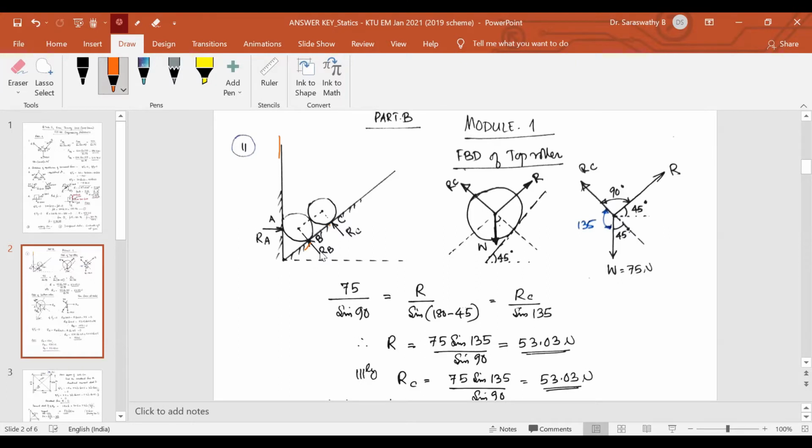So the reactions will act normal to the surfaces. RB and RC are perpendicular to the inclined surface, and RA is perpendicular to the vertical wall. So RA is horizontal, RB and RC are normal to the inclined surface. Whenever you get such problems, you have to draw the free body diagram, then apply the equations of equilibrium to solve for the necessary results.